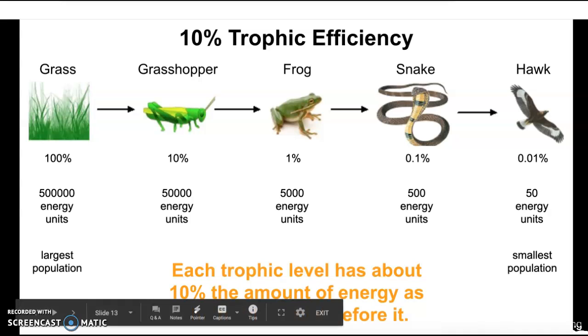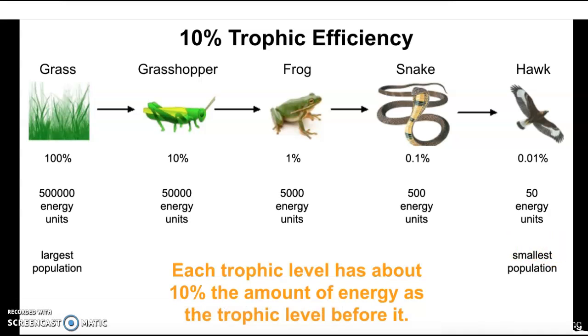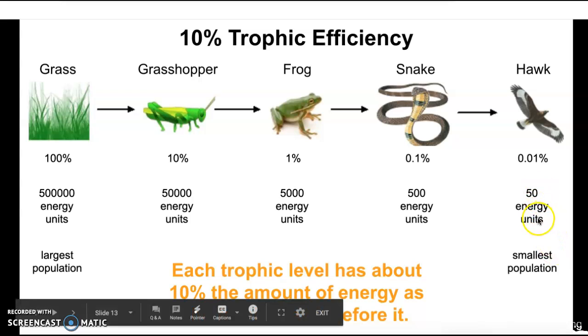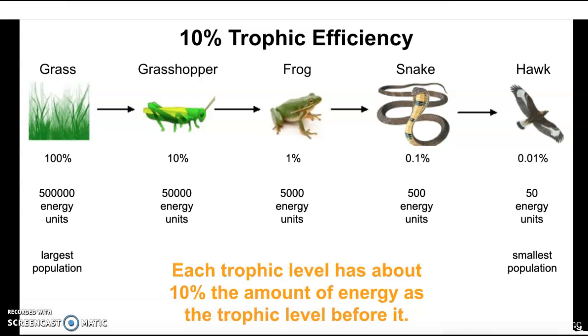The hawks are going to have the smallest population in this food chain or this ecosystem. Since they have so little energy compared to all the other trophic levels, that means there are not going to be that many hawks in this ecosystem compared to the rest of them.